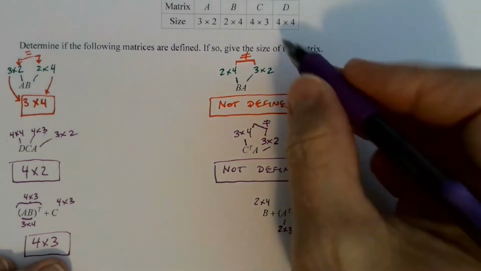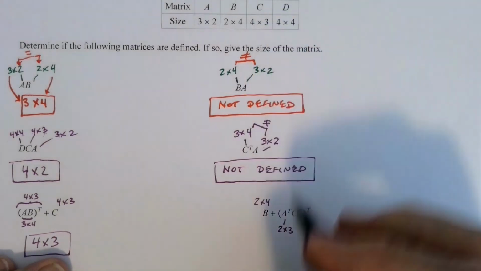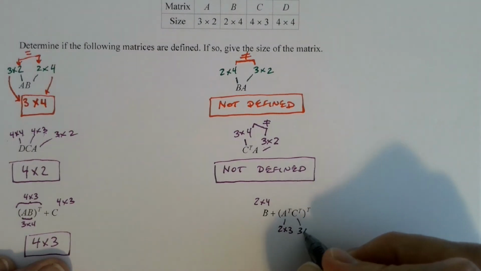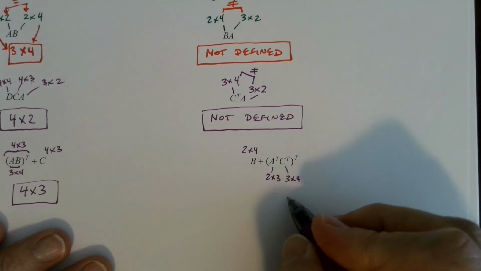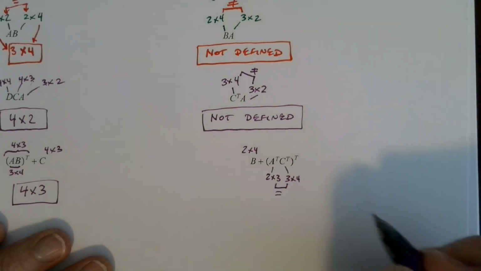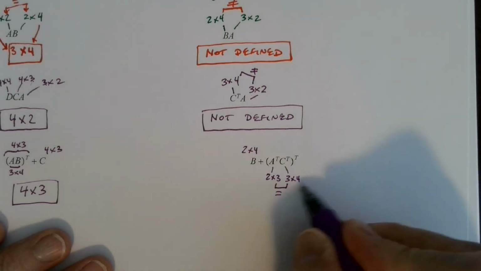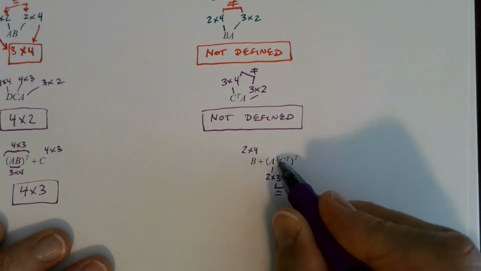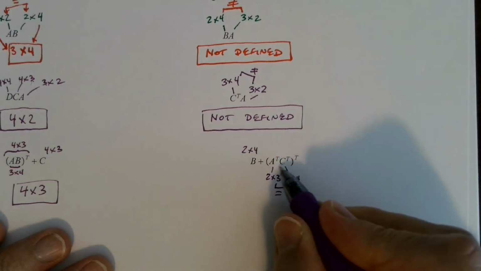C transpose. C is 4 by 3, so C transpose is 3 by 4. Can I multiply these two matrices together? Yeah, because these numbers here are equal. And I get a 2 by 4 matrix, right? 2 by 4. That's what the product inside the parentheses is, 2 by 4.